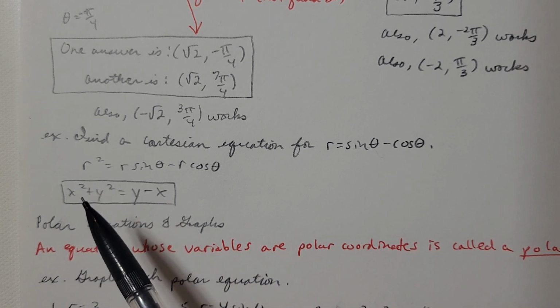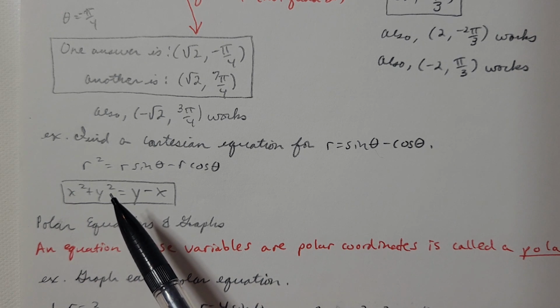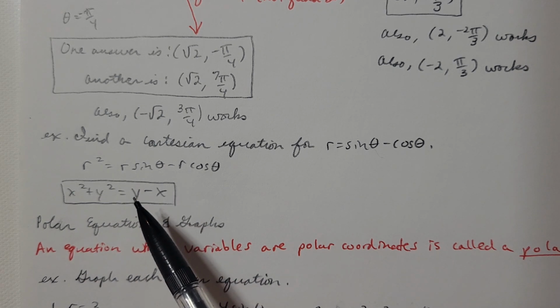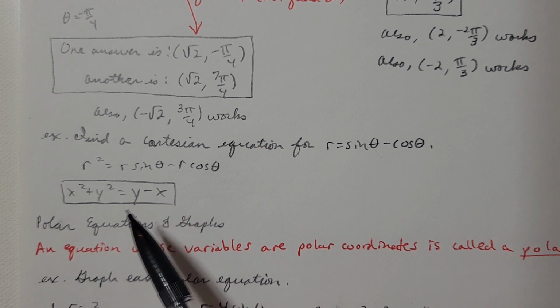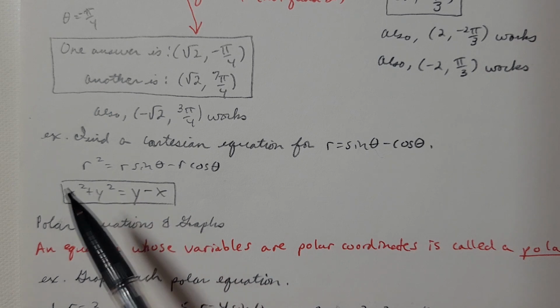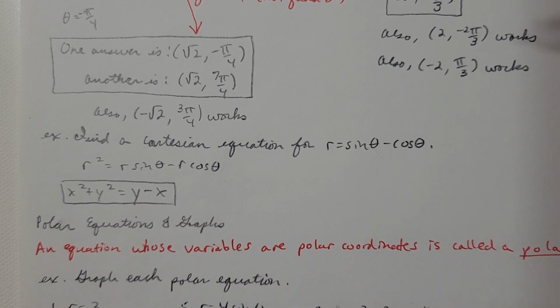R squared, that's the same as x squared plus y squared. R sine theta, that's the same as y. And r cosine theta, that's the same as x. So x squared plus y squared equals y minus x. That would be my answer. That would be the Cartesian equation, or the equation in rectangular coordinates.